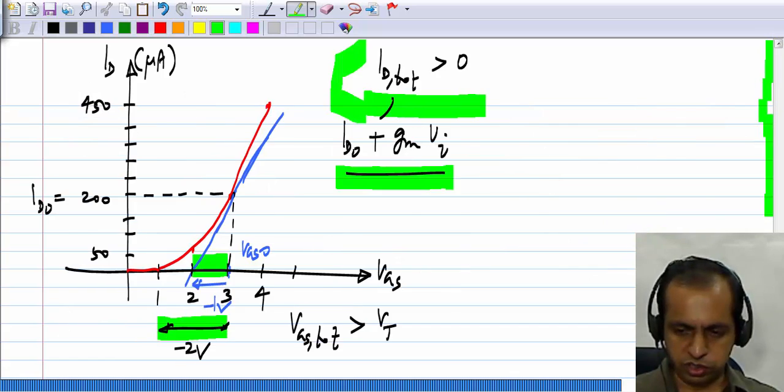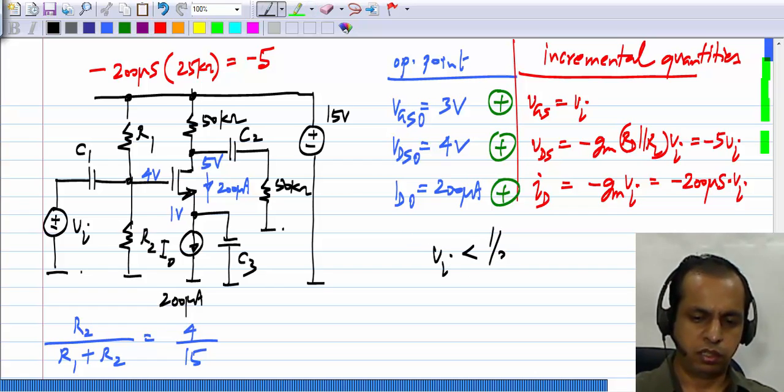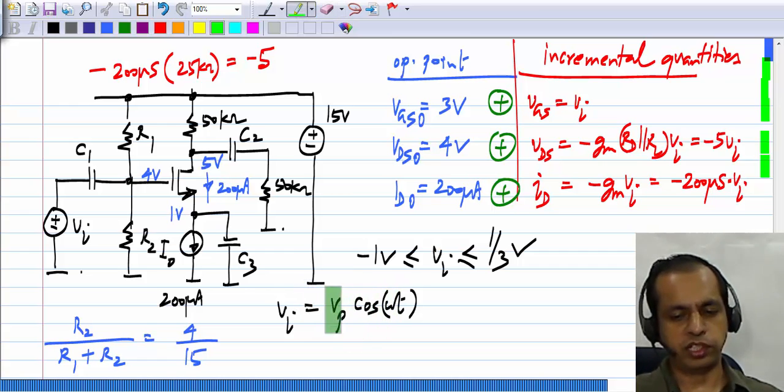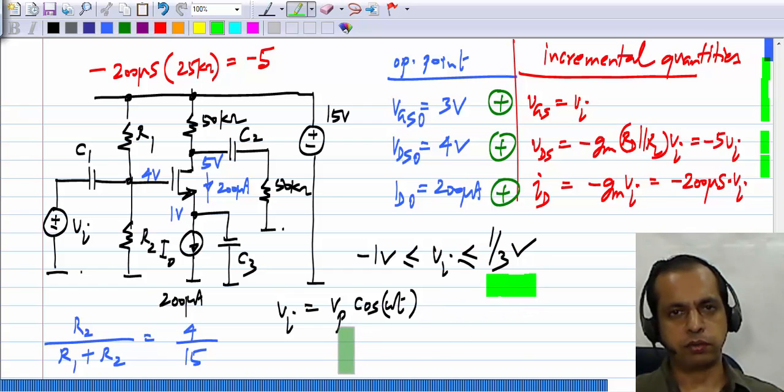So to go back to our circuit, in this circuit, Vi should be less than 1/3 volts and greater than minus 1 volt. And let's say Vi is a sinusoid. Vi is Vp cos omega t. Now this is a symmetrical waveform, that is, it goes equally in the positive and negative direction. Then what is the largest amplitude that can be applied? Obviously it will be the smaller of the two limits, because if you apply an input with an amplitude of 1 by 3 volts, then at the peak of the sinusoid, this limit will be reached. Of course, if you apply an input with an amplitude of 1 volt, it will cross this limit on the positive side, and the transistor will go into triode region.